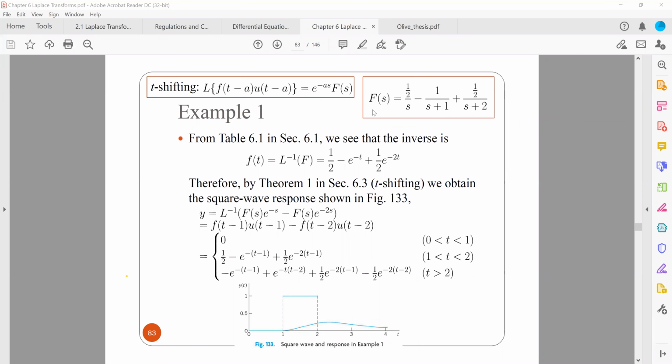Madam, in the t-shifting, that expression of the Laplace of f(t), when you have a scenario where t minus a is squared, do you still use the same function as the exponential negative as when the inside function of t minus a is squared?